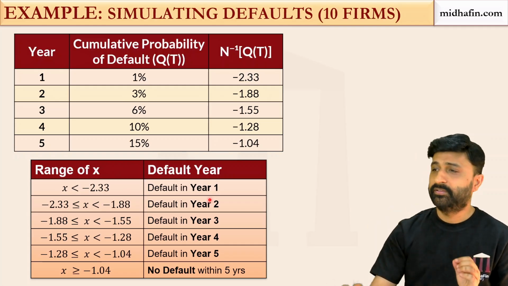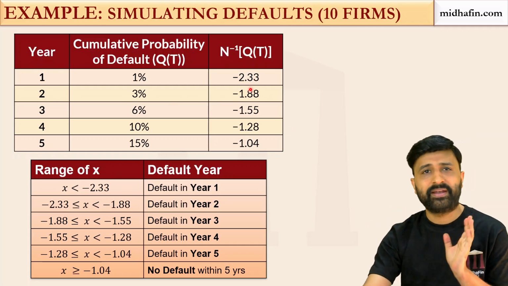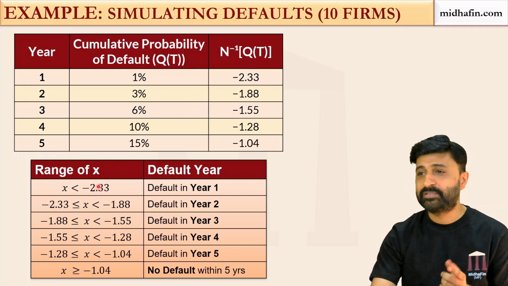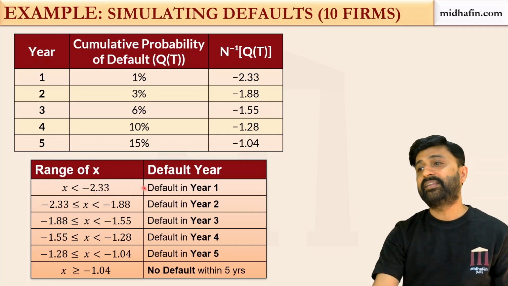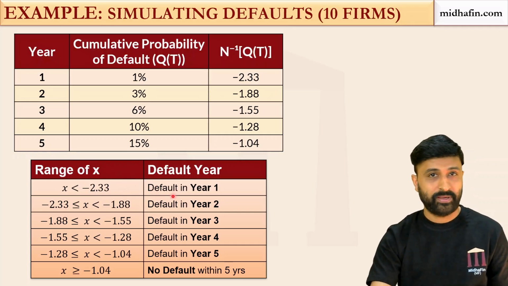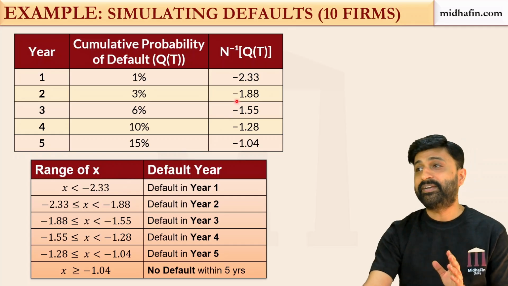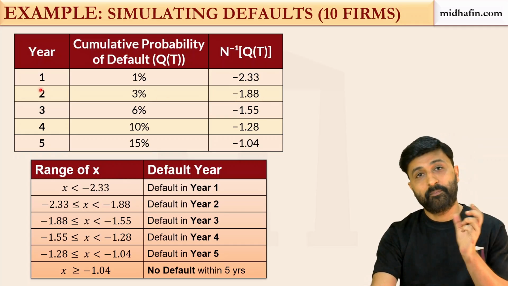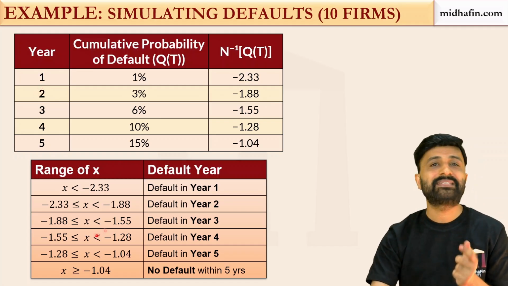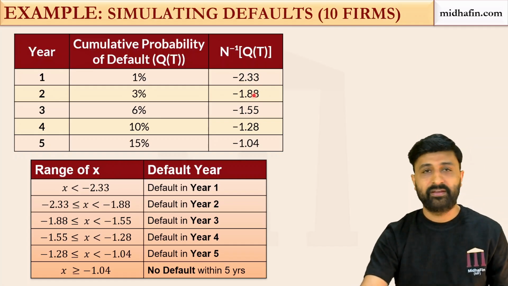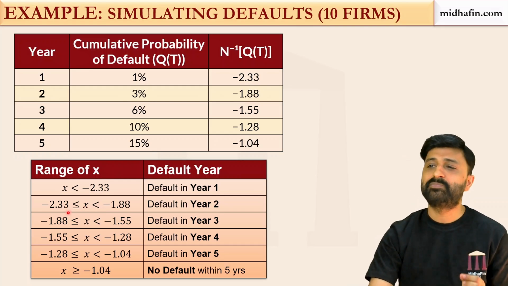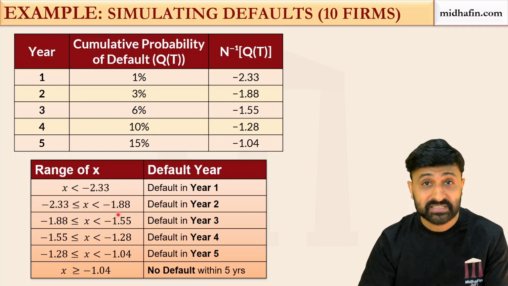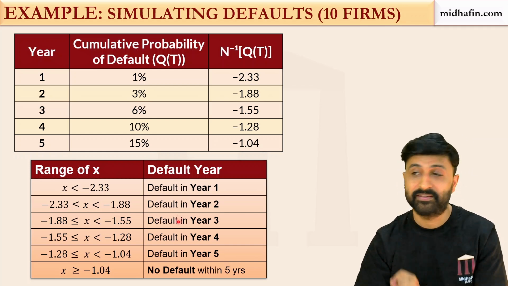So for year 1, the cumulative PD is 1% and it maps to N inverse of 0.01, which is negative 2.33. So if our simulated value of x is below negative 2.33, we'll say that the default happens in year 1. If the simulated value is less than negative 1.88, the default happens before year 2. But the good part about building the second table is that we can now compare. In fact, we can say that if x lies between negative 2.33 and negative 1.88, it means that the company survives the first year, but it defaults in the second year.